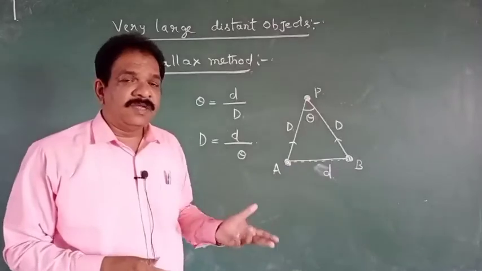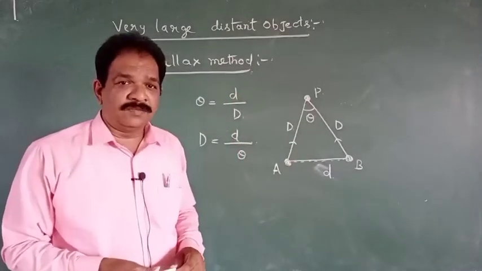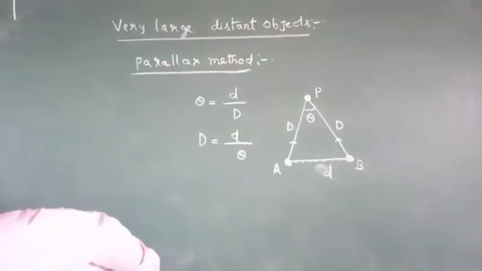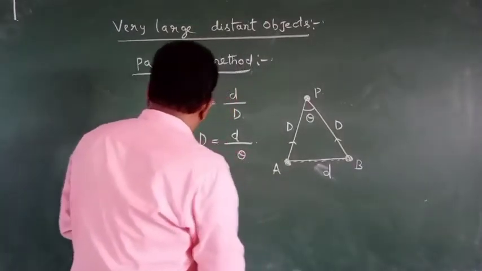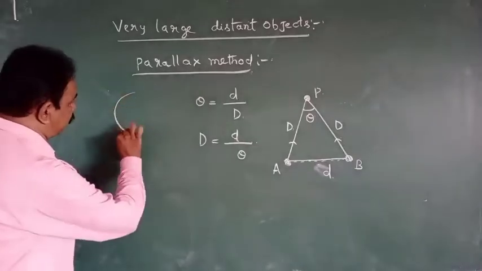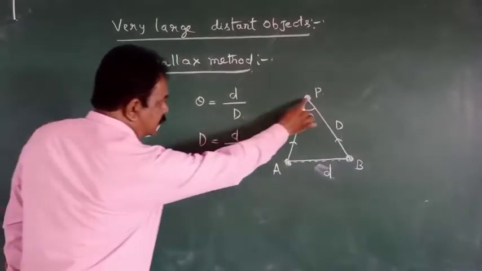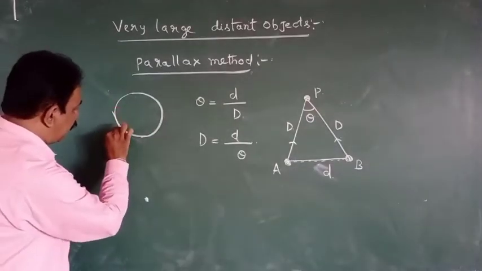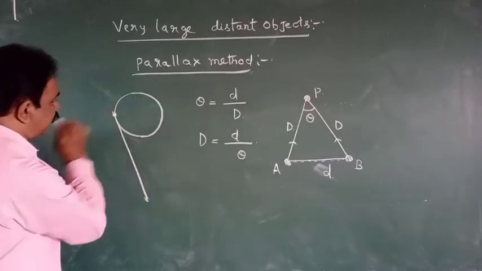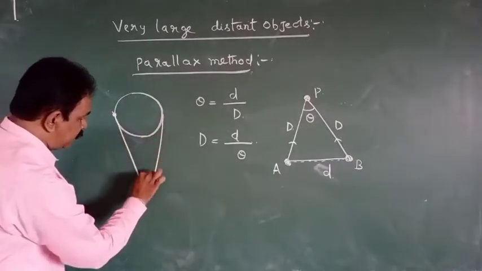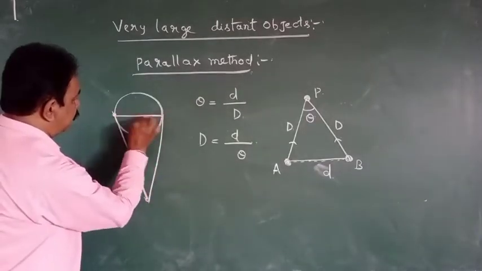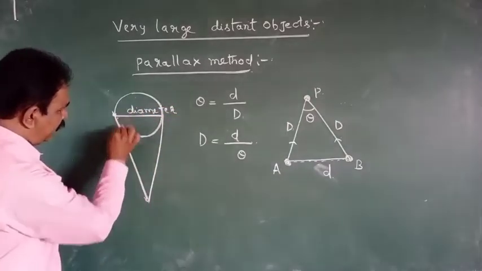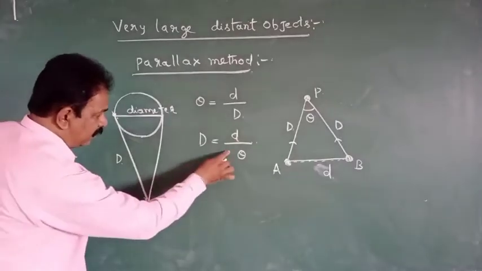Next, how to measure the diameter of that planet? What is the size of the planet? To measure that, for example, this is that particular planet. I am observing from here, same position. I will observe this end first, and then the other end. This will be the diameter of that planet. Understand? Already this we know, already we measured here.